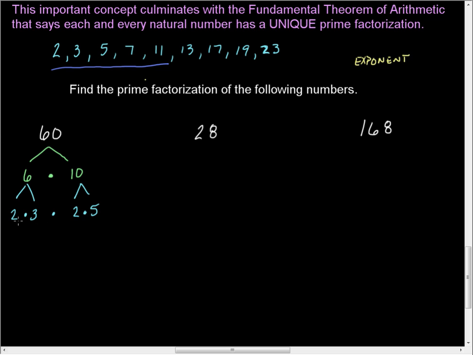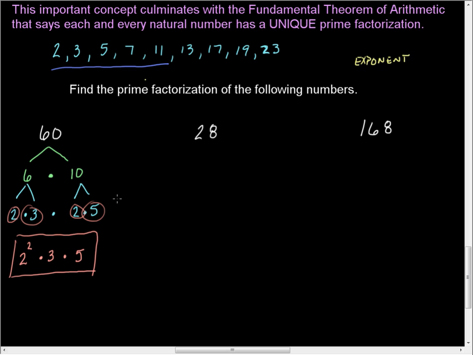And now, we count the number of multipliers that we have. I have 2 2's. I have 1 3, right here, and then I have 1 5 right here. And so the prime factorization of 60 is 2 squared, or 2 times 2, times 3 times 5. No other number will have this factorization.